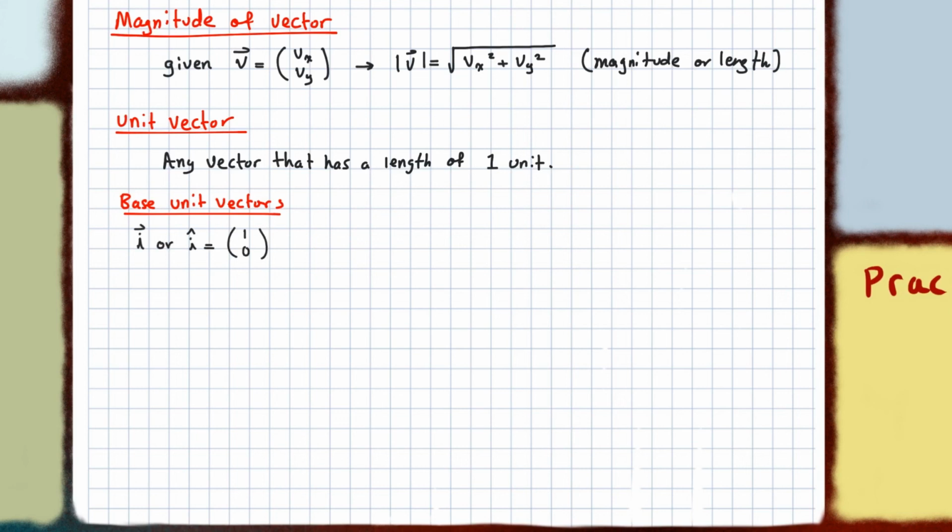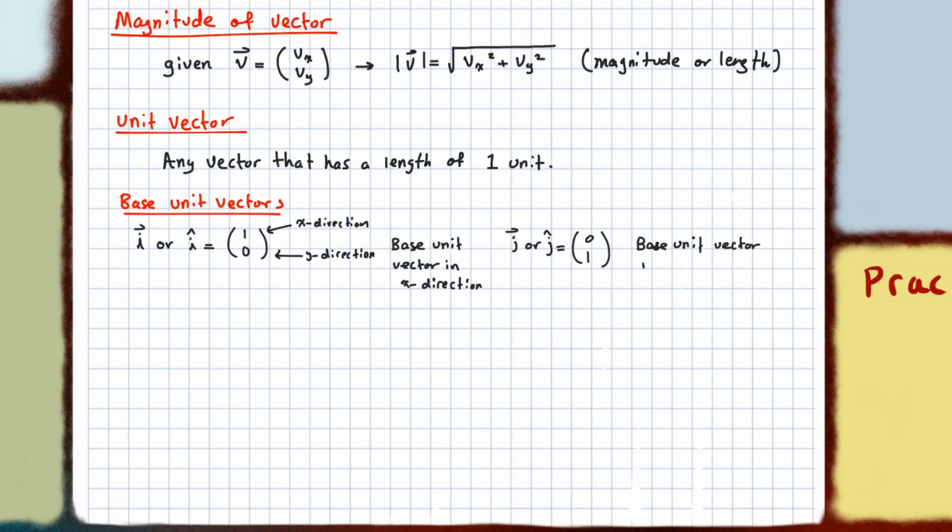Vector i, sometimes shown as i with an arrow or i with a hat, is the vector (1, 0). That means it moves 1 unit in the x direction and 0 units in the y direction. And vector j, or j with a hat, is the vector (0, 1), which means it moves 0 in the x direction and 1 in the y direction. Now this is going to help us write vectors in a new format.